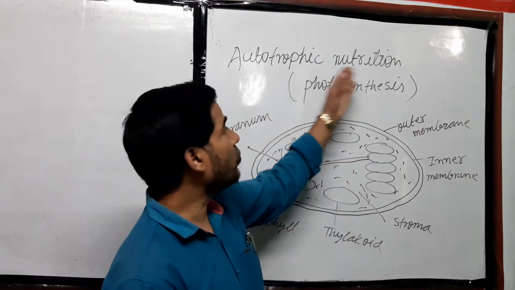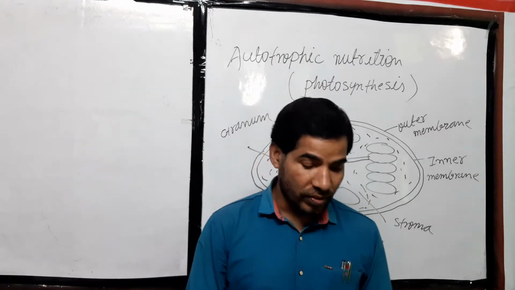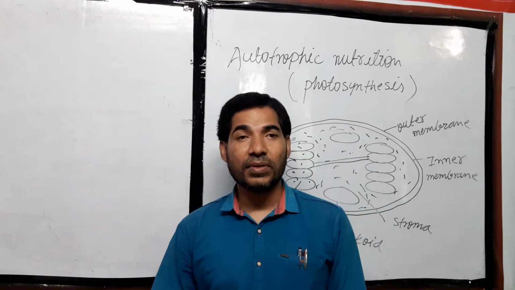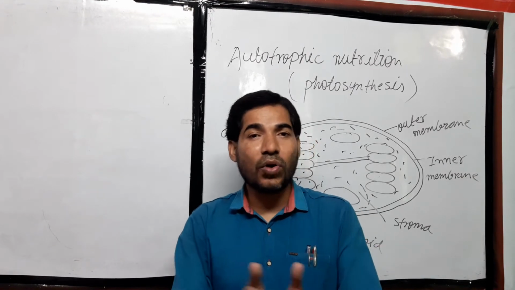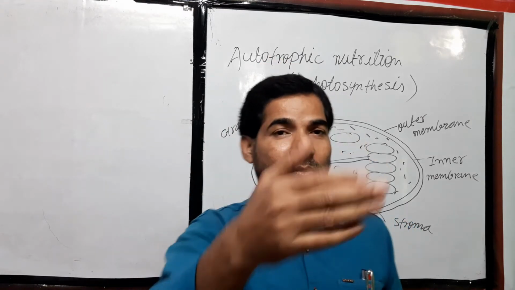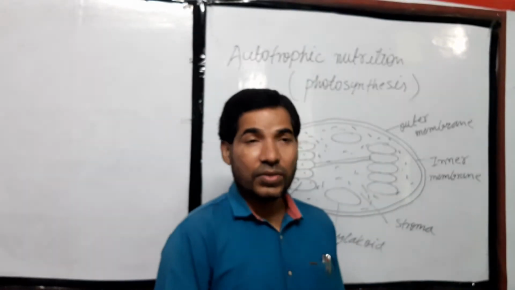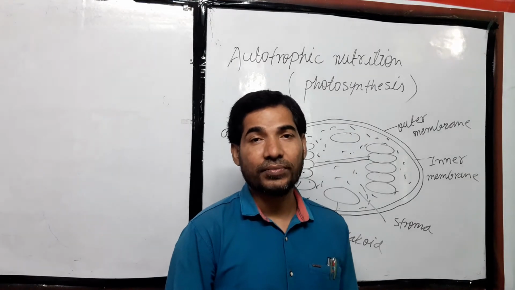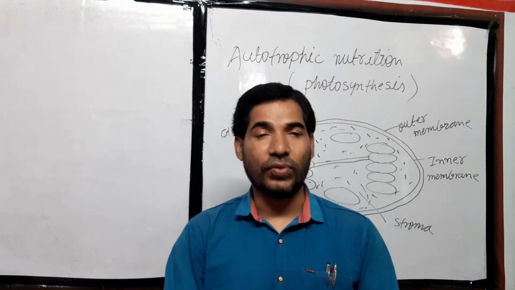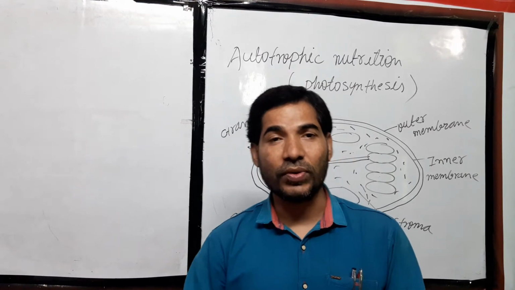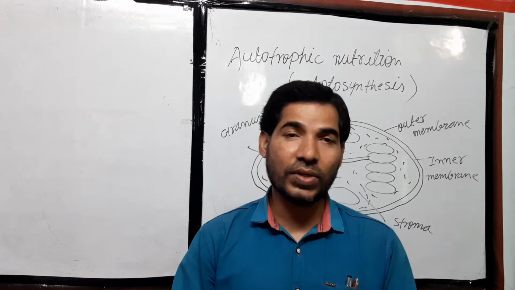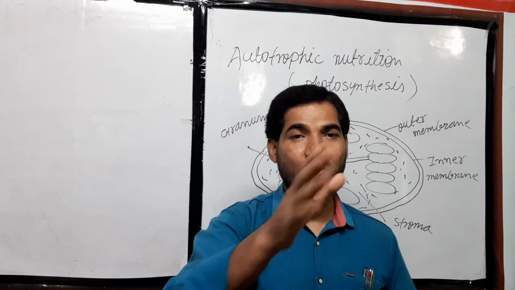I have written here autotrophic nutrition because during the process of autotrophic nutrition, organisms make their own food and they do not depend on other organisms for their food. So today we have to study how green plants make their own food. Green plants make their own food by the process of photosynthesis. So what is photosynthesis? Today I have to explain.